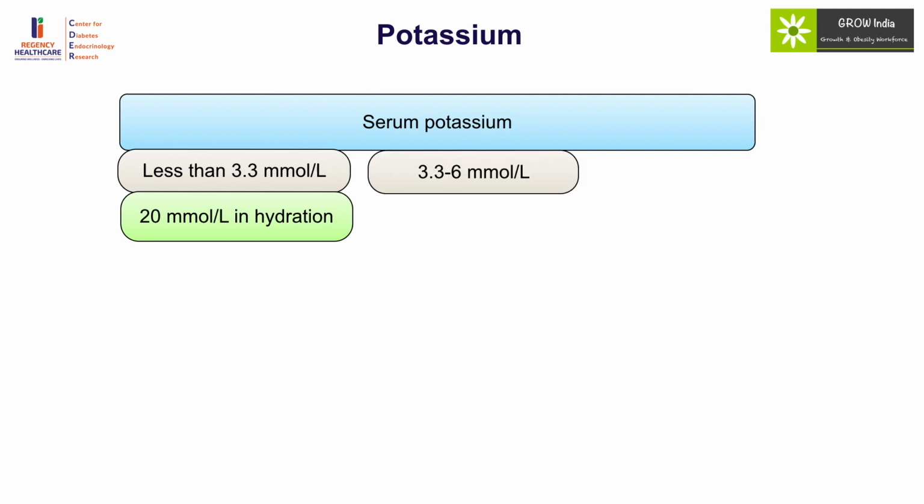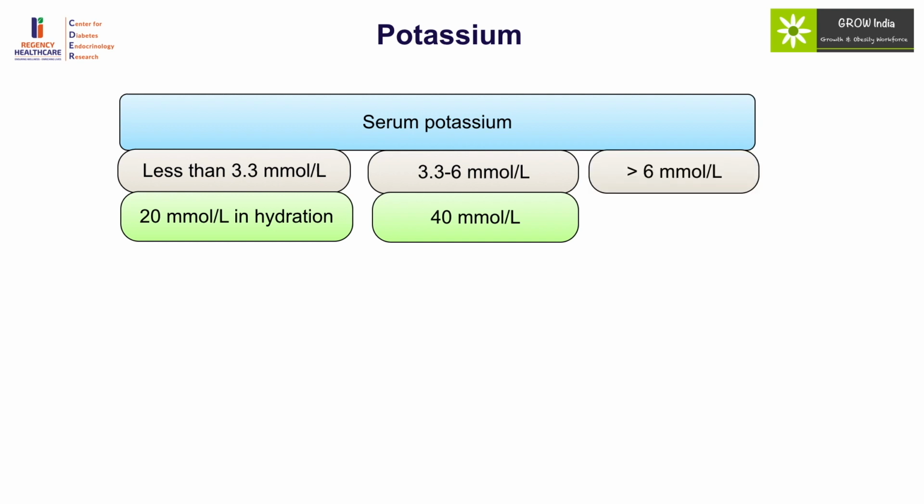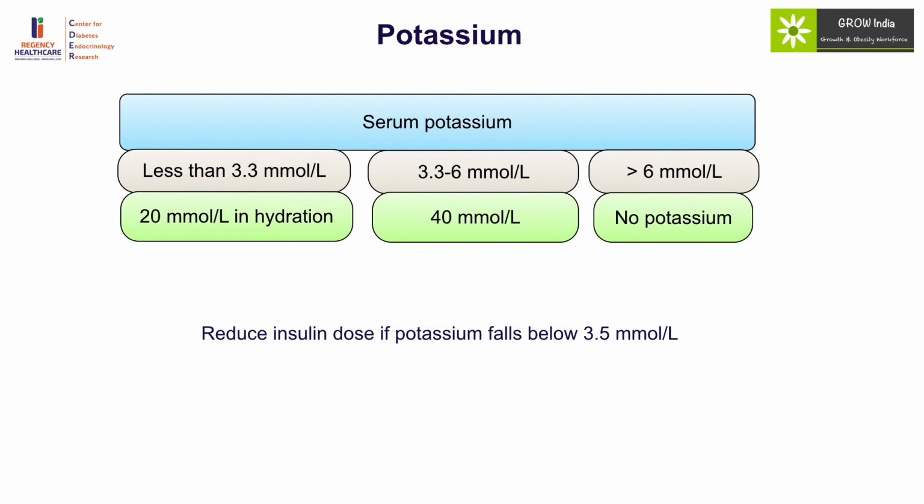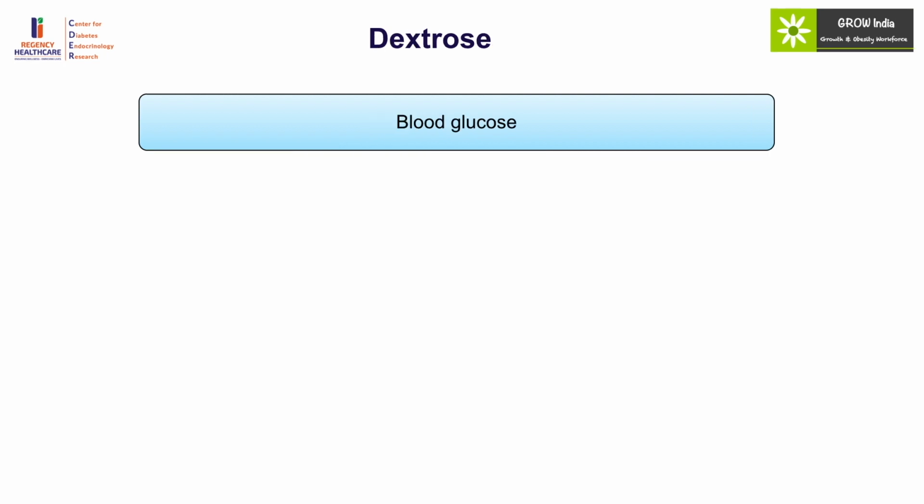When the levels are between 3.3 to 6, one has to add 40 millimoles per liter of potassium in the fluid, but if the level is more than 6 or there are ECG changes or anuria, potassium should be withheld. Importantly, insulin dose should be decreased if the potassium levels fall below 3.5 millimoles per liter.